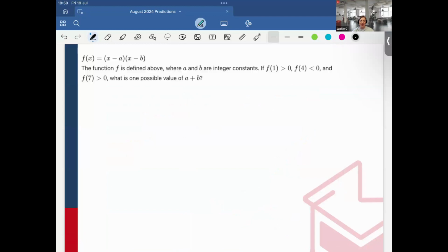Let's look at this one. So f of x is equal to x minus a times x minus b. The function f is defined above, where a and b are integer constants. If f of 1 is greater than 0, f of 4 is less than 0, and f of 7 is greater than 0, what's one possible value of a plus b? Okay, well, first, this is definitely in roots form of a quadratic function.